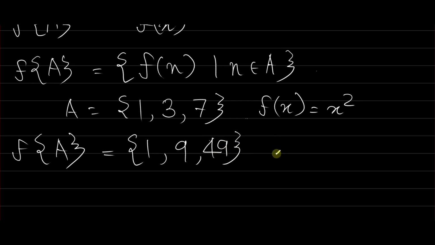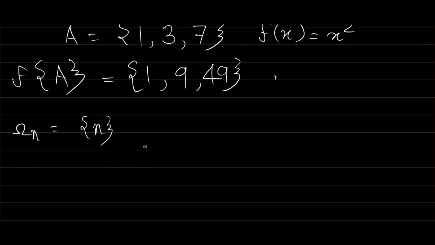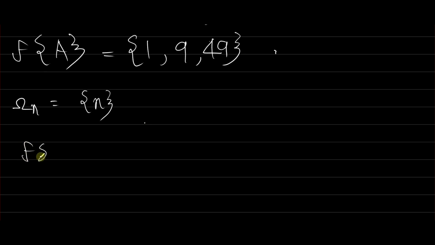So we will rewrite the notations we are going to use in this video again. Omega n is equal to a singleton set of n. That looks weird. And f of set A, don't mind my curly braces.